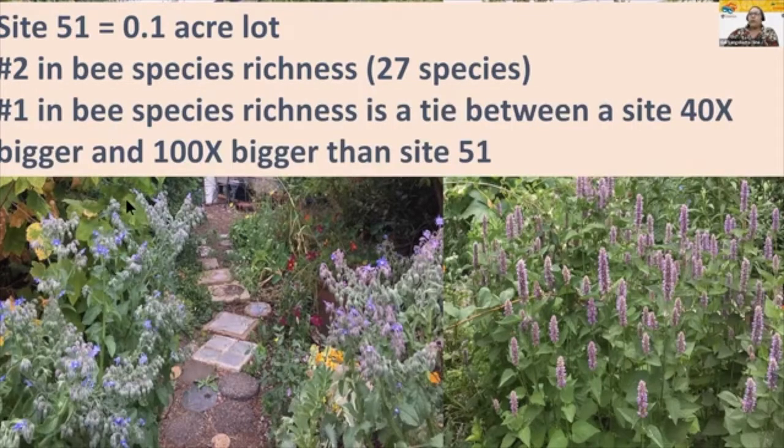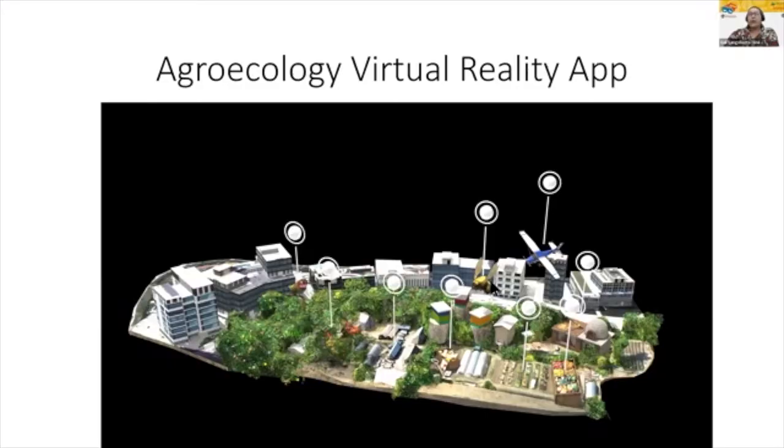To give you a sense of what our number one site was, our number one site was 40 times larger than this urban lot. And so he was really nearly on par with the site that was 40 times larger. I do like to end with that because it does show, even if you have a small space, deliberate choices, building in biodiversity at the ground level, will make a difference for other organisms.